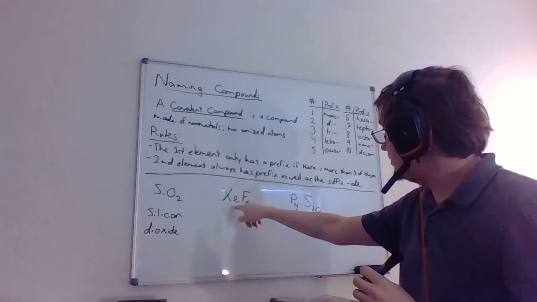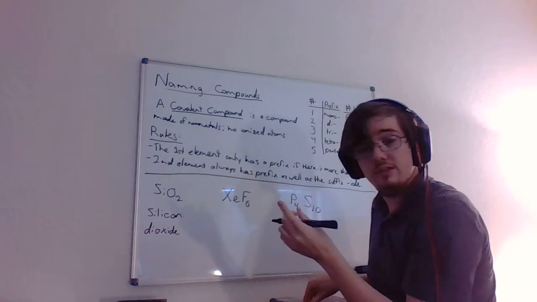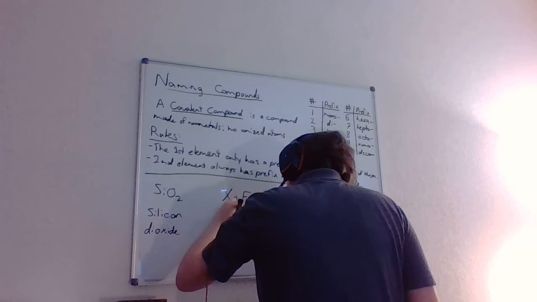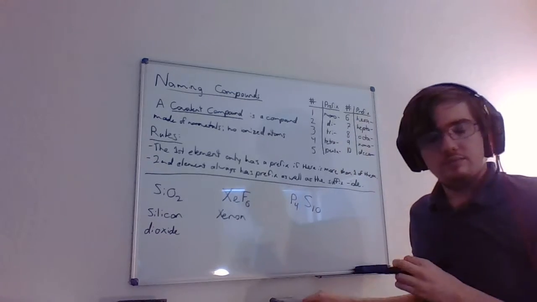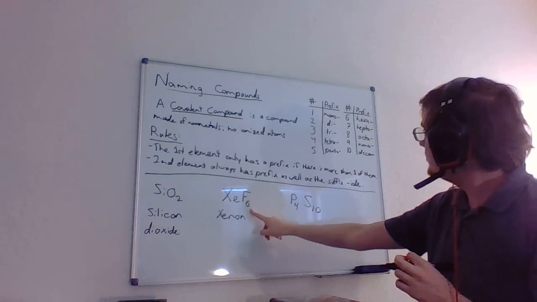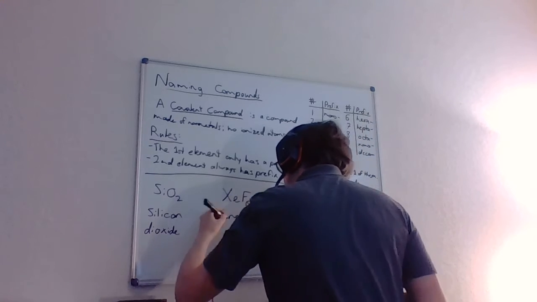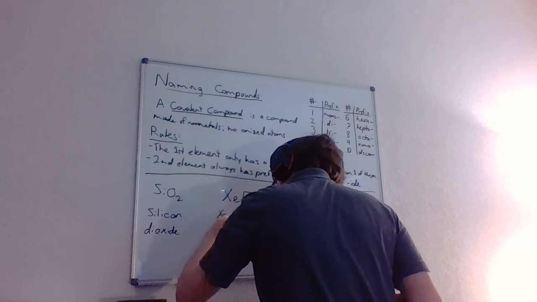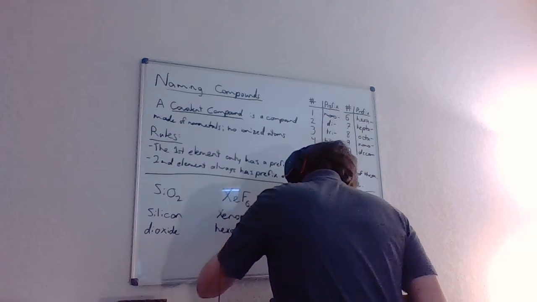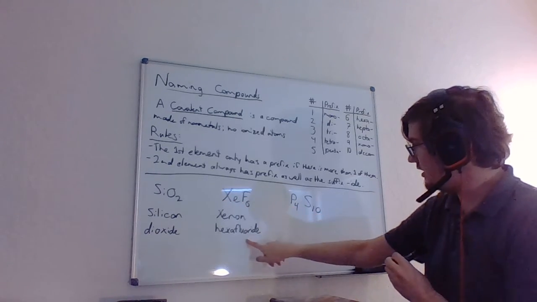Now, xenon and fluorine right here. Again, only one of them, so that means there's no prefix. So let's just write down xenon. The fluorine, there are 6 of them. So we go to the table, we see 6 means hexa. So fluorine becomes hexafluoride. Okay, so this is just called xenon hexafluoride.